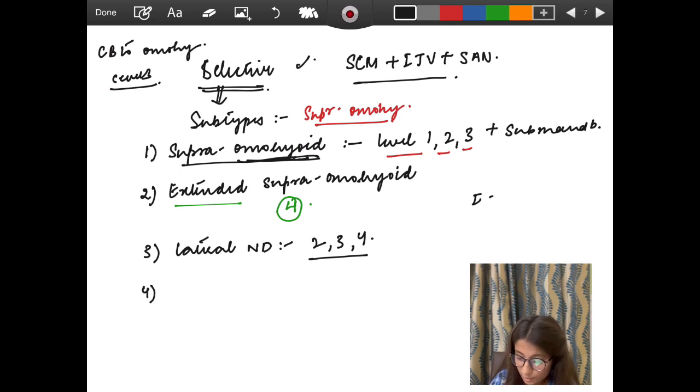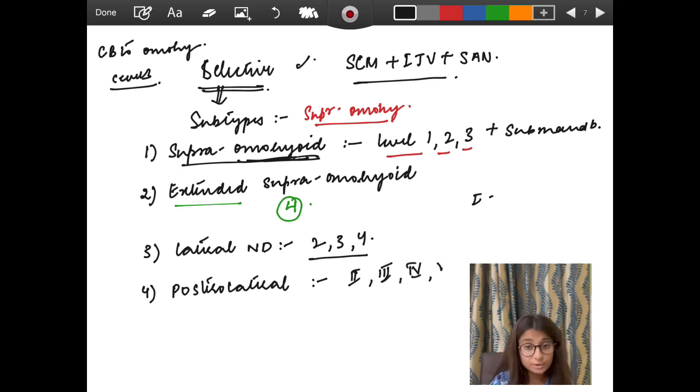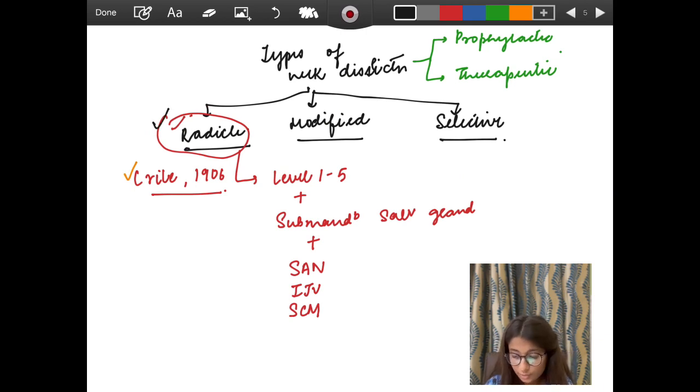And then comes the posterolateral type of selective neck dissection. Here we remove the second, third, fourth and fifth groups of lymph nodes. We don't remove the first and sixth. Then comes the central type of neck dissection. We remove the sixth group of lymph nodes, that are the nodes present in the anterior triangle. So this was all about radical neck dissection, modified radical neck dissection and selective neck dissection.